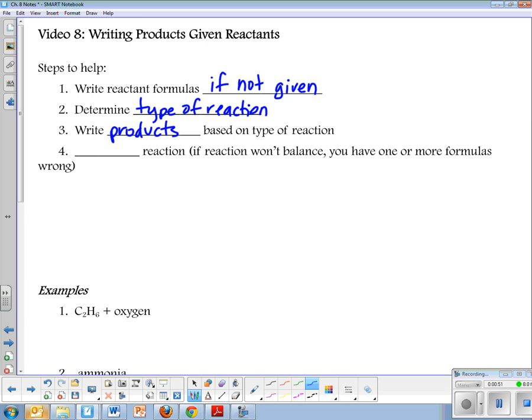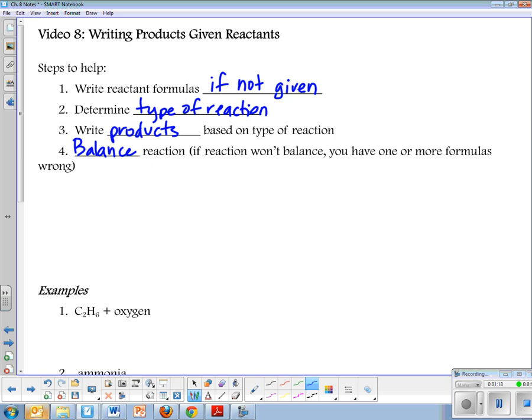For instance, if it's synthesis, you're going to combine them to write the products. If it's decomposition, it's going to break apart, and so on. The last thing you want to do is balance your reaction. If your reaction won't balance, like it's impossible, you have one or more formulas that are wrong. So be very aware of that. It's really, really important that you get your formulas for your products and your reactants correct.